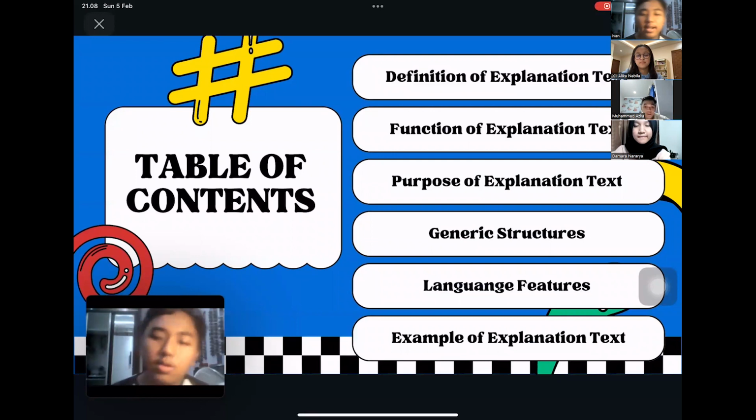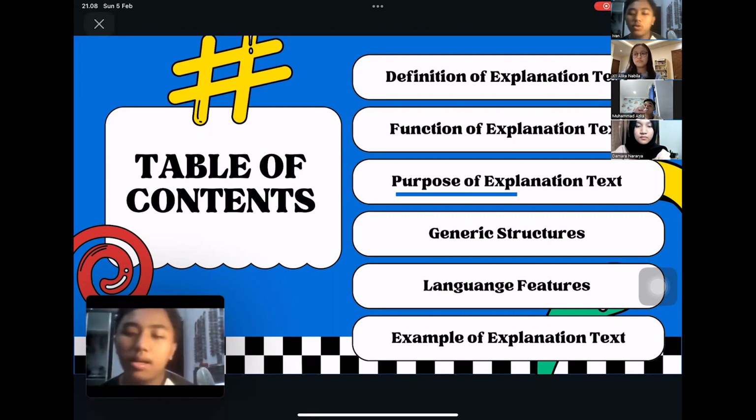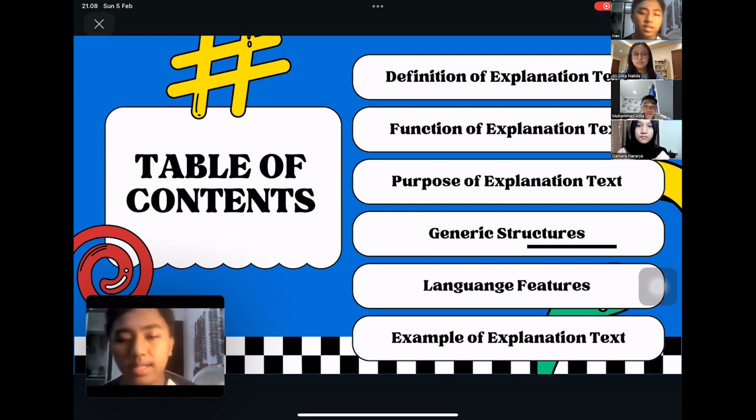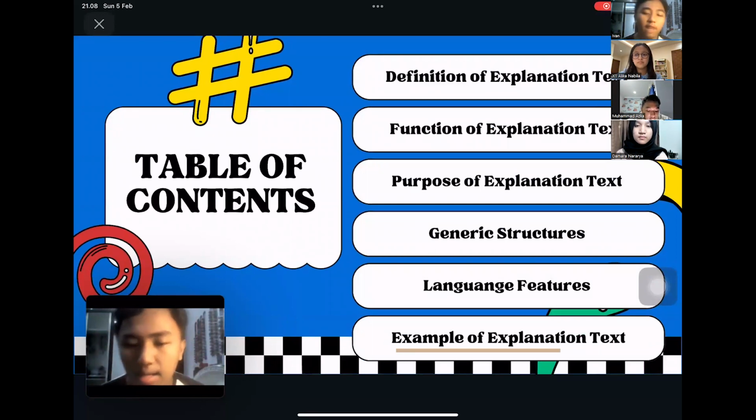So, this is the list that we are going to talk about. Start from definition, what is an explanation text, and then the function. Purpose, why do we need to learn about the explanation text? Then we're going to study more about the explanation text's inner structures, and then language features, and lastly, examples of explanation text.